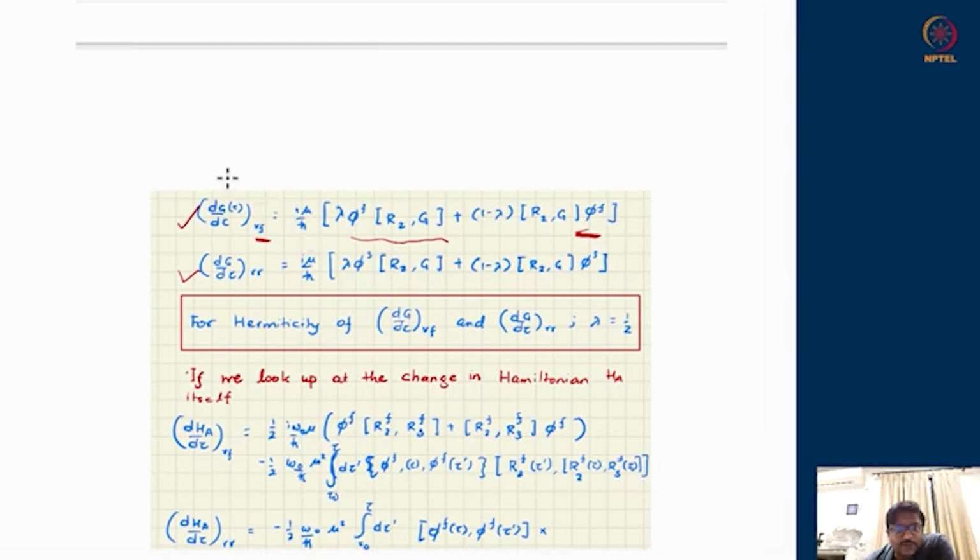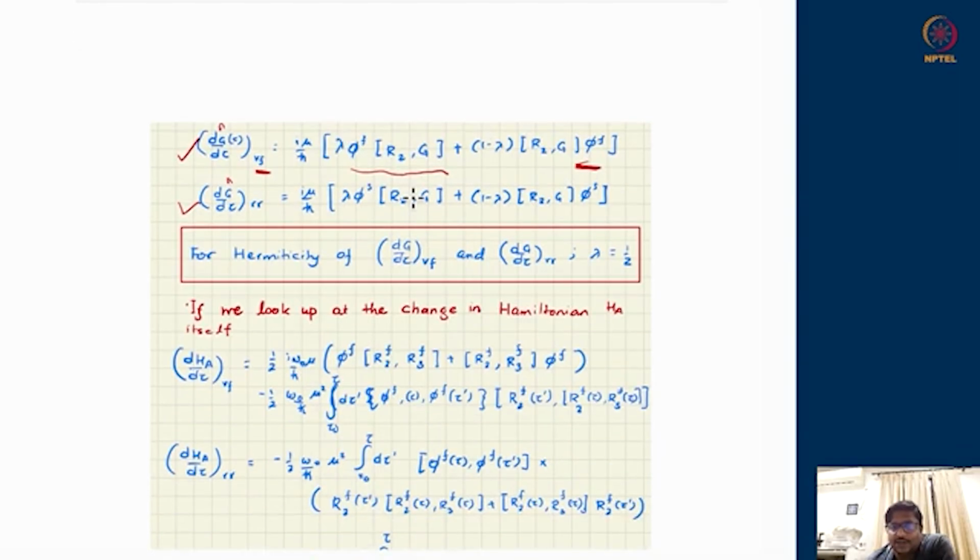Now you see, if I want dG/dt, which is an operator's time evolution, to be Hermitian as well, at this stage there is no way but to fix lambda to 1/2, because if lambda is any other value, take the dagger of this thing and it will not come back to itself. So this is the observation the DCT approach realized: in order to have a Hermitian description of the time evolution of an operator, lambda is necessarily required to be 1/2. So put this to 1/2, put this to 1/2 as well.